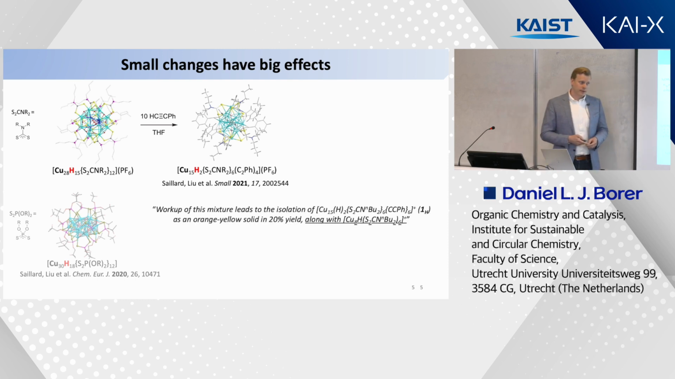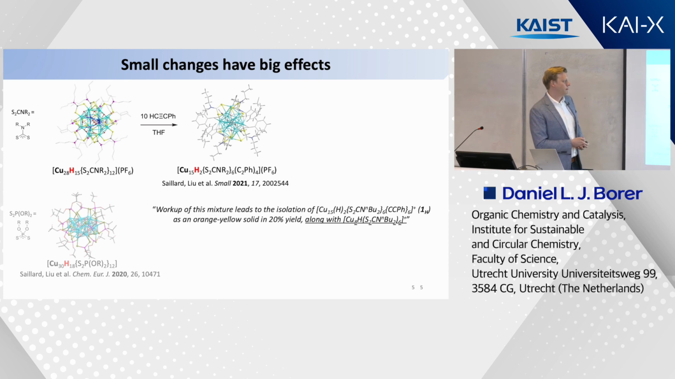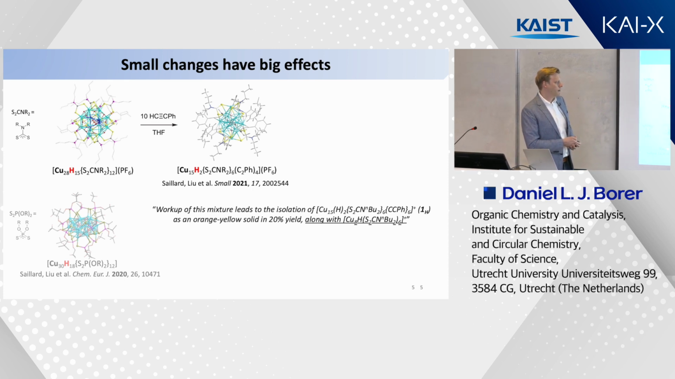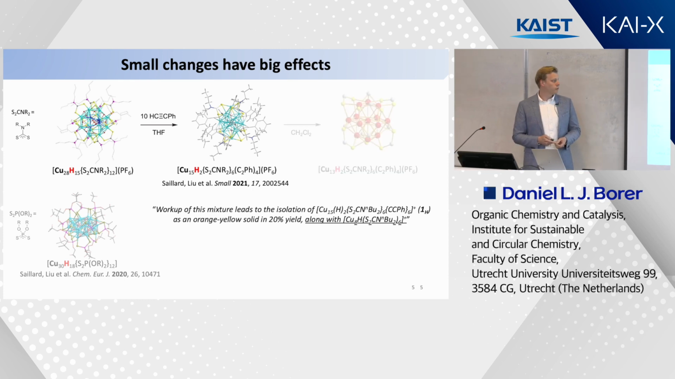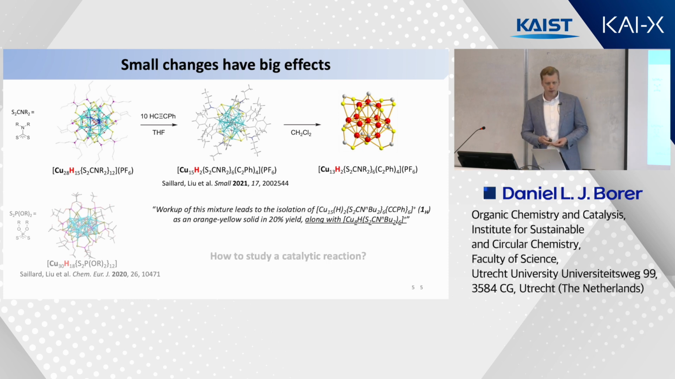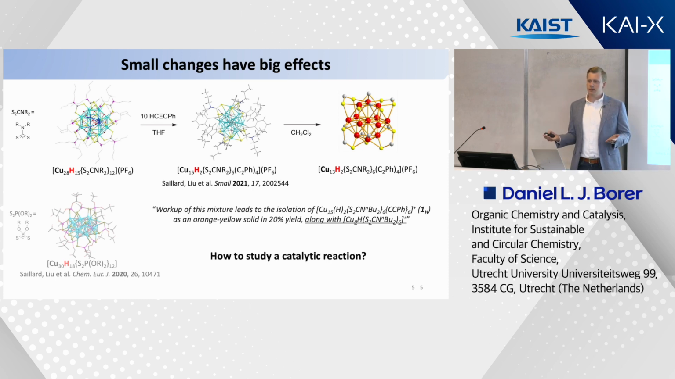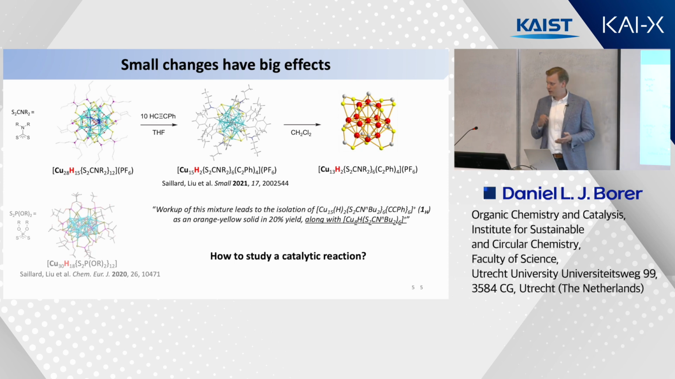When you make this compound, it actually isn't very selective, because if you take a look at this section from the original paper, when they tried to make this, it's only forming in 20% yield, and you also form an octa copper cluster. Dissolve it in dichloromethane, and you lose 2 more coppers. So how do you study a catalytic reaction when you have so much variation in aggregation and surface facets?